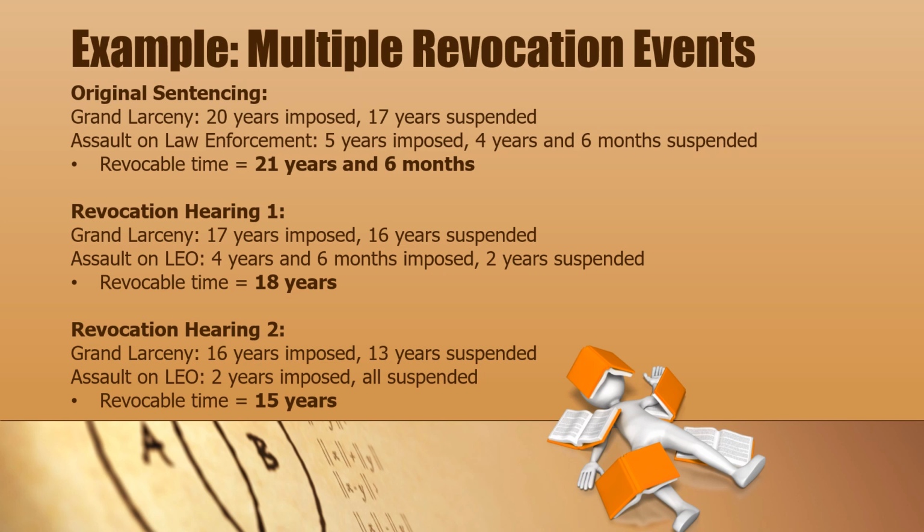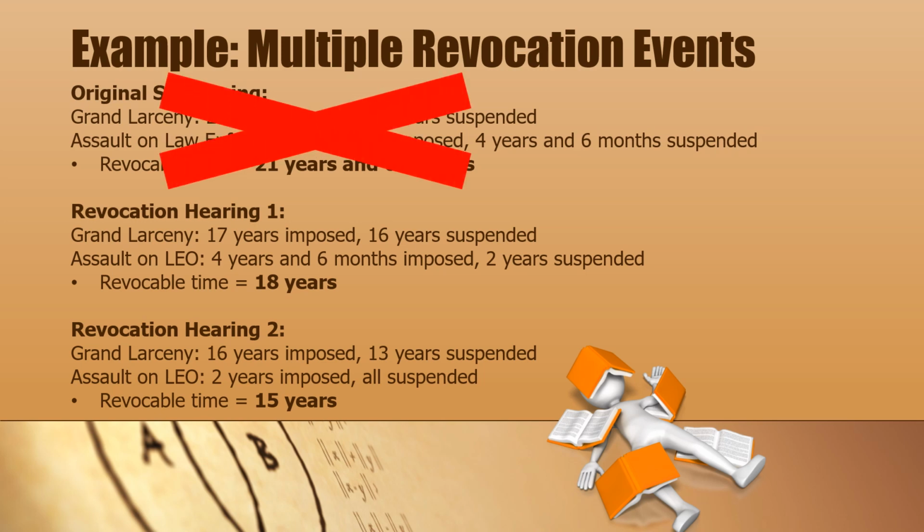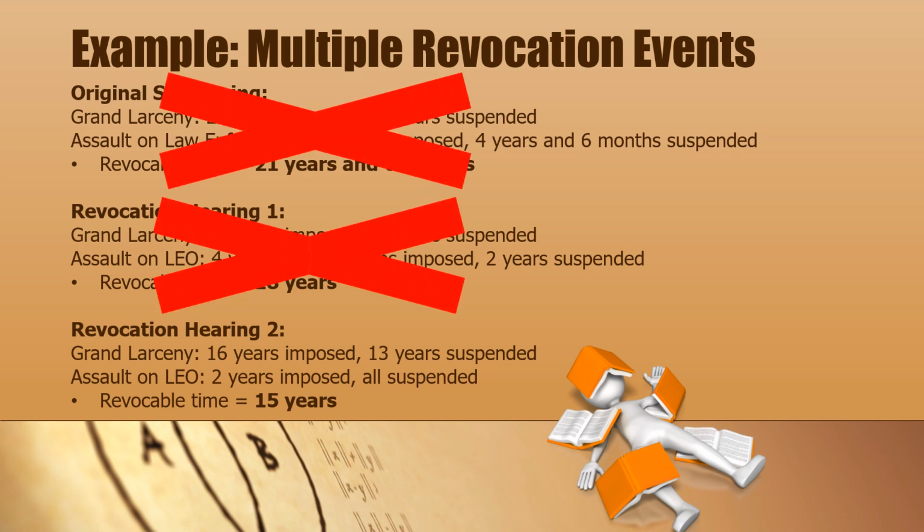So when looking at this example, we would not include the original revocable time in our sentencing event, nor the revocable time for the first revocation. We would only add up the suspended time for the most recent revocation hearing, again getting our total of 15 years.